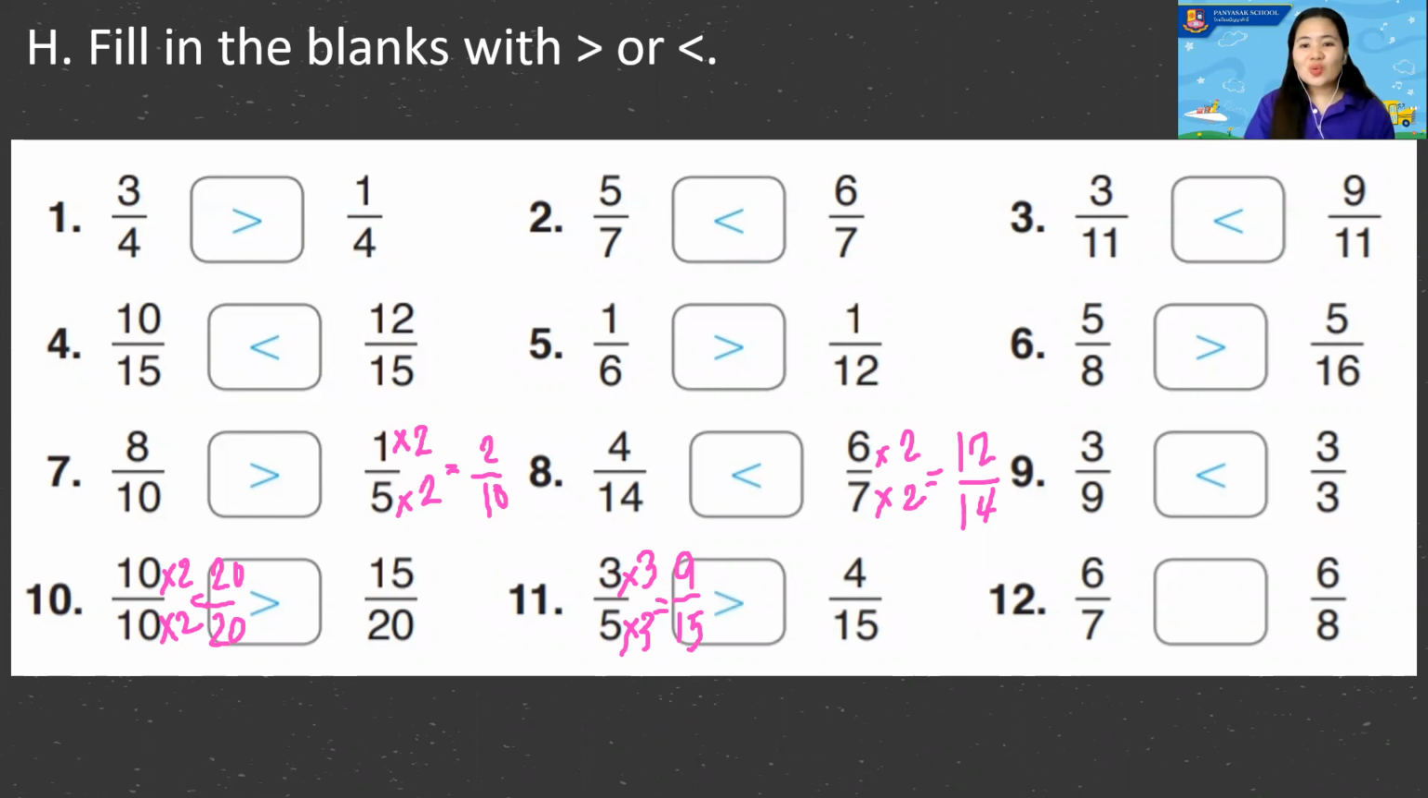Okay, then the last one, let's go to number 12. Number 12, we have 6/7 and 6/8. They have the same numerator. So which one is the smaller fraction with the bigger value? That is 6/7.